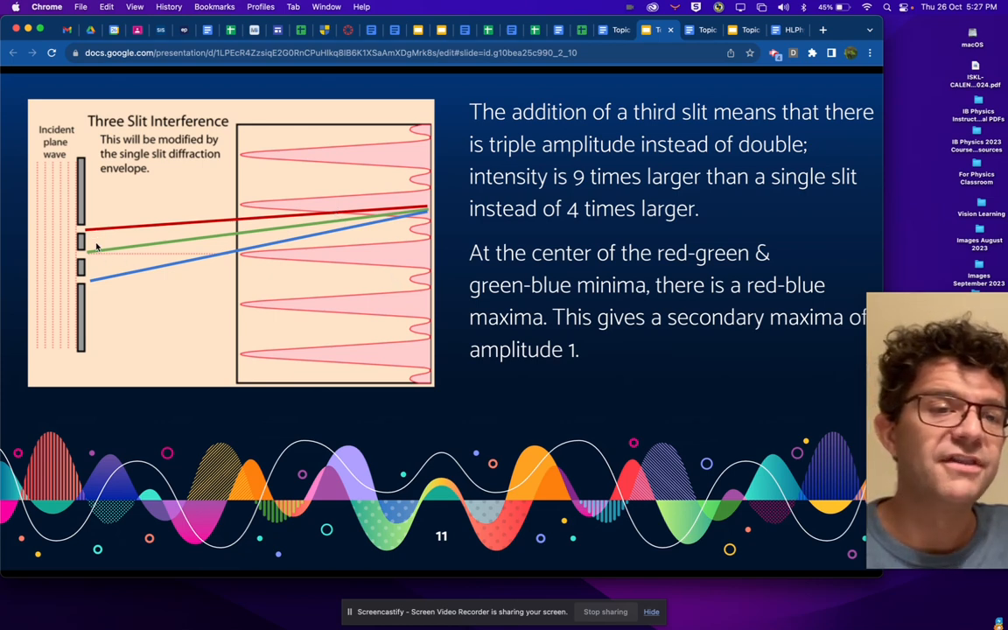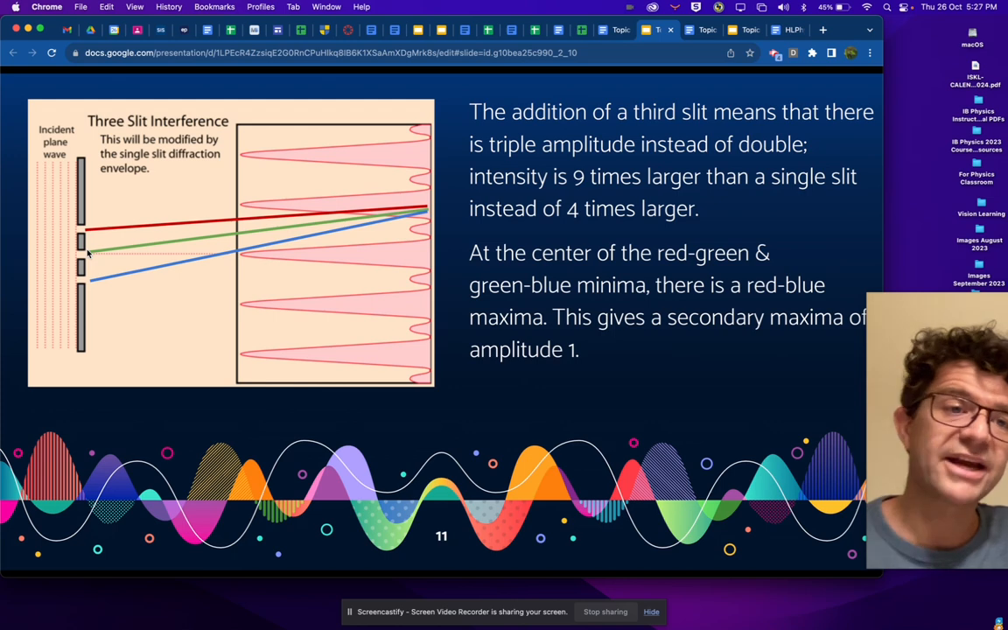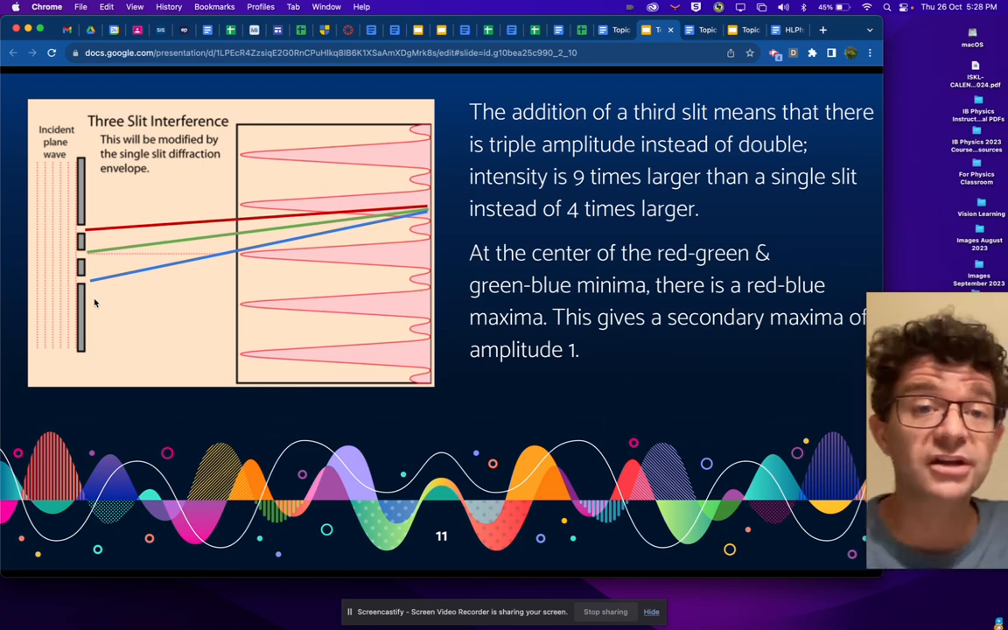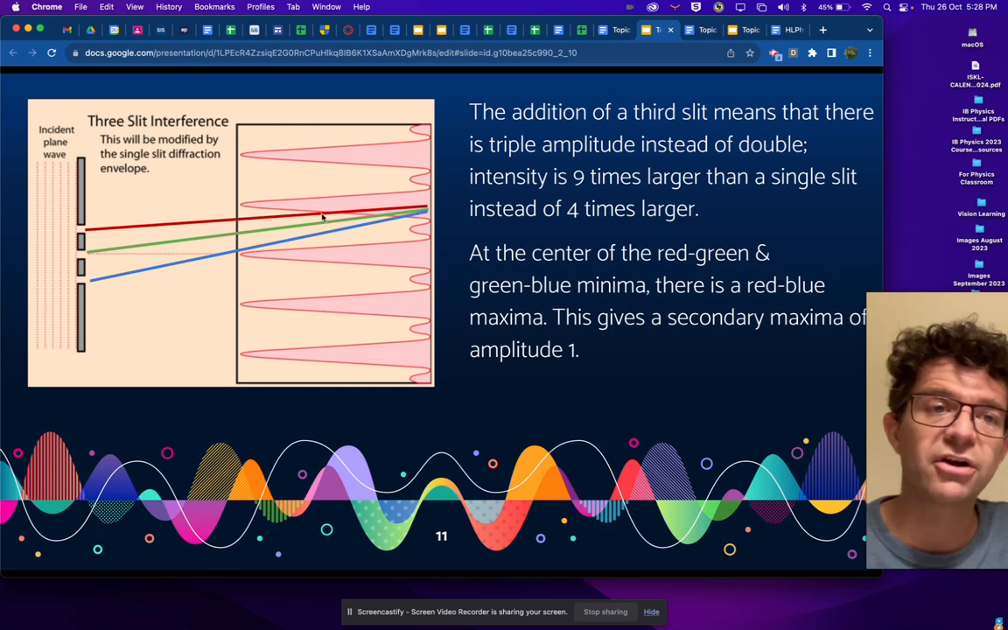So at your same space where you had, say, green and red interfere constructively, when you add blue, it's equally spaced, so it's also going to be interfering constructively. The path length difference between red and green is 1 wavelength. The path length difference between green and blue is 1 wavelength, and red and blue is 2 wavelengths. So those are all going to interfere constructively. So we're going to get these bigger, stronger peaks.